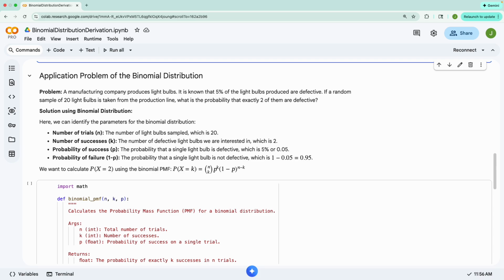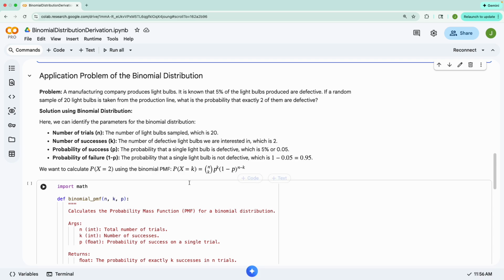A manufacturing company produces light bulbs. It is known that 5% of the light bulbs produced are defective. If a random sample of 20 light bulbs is taken from the production line, what is the probability exactly 2 of them are defective? So we have 20 trials because there are 20 light bulbs. They're either broken or not. There's a 5% chance of failure, so p is 0.05. There's a 95% chance they're working. What's the probability we obtain exactly 2 defective light bulbs out of the sample of 20?